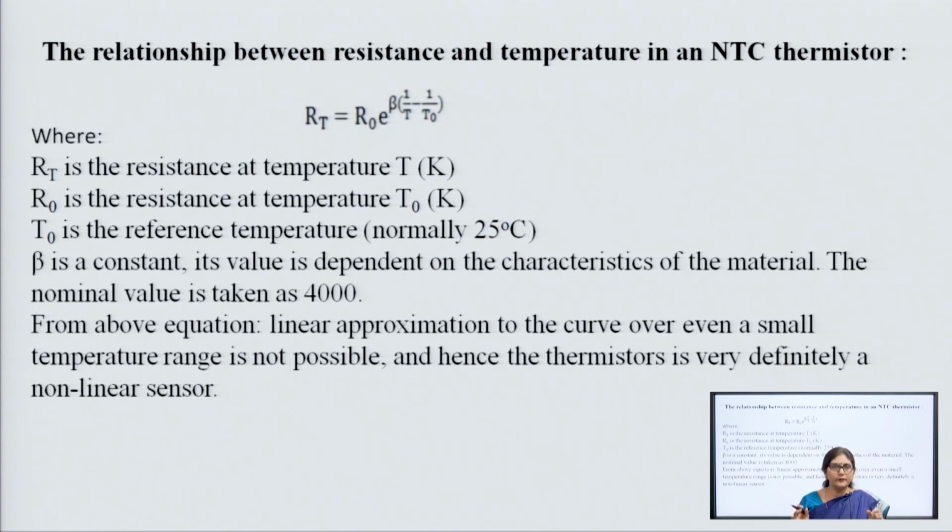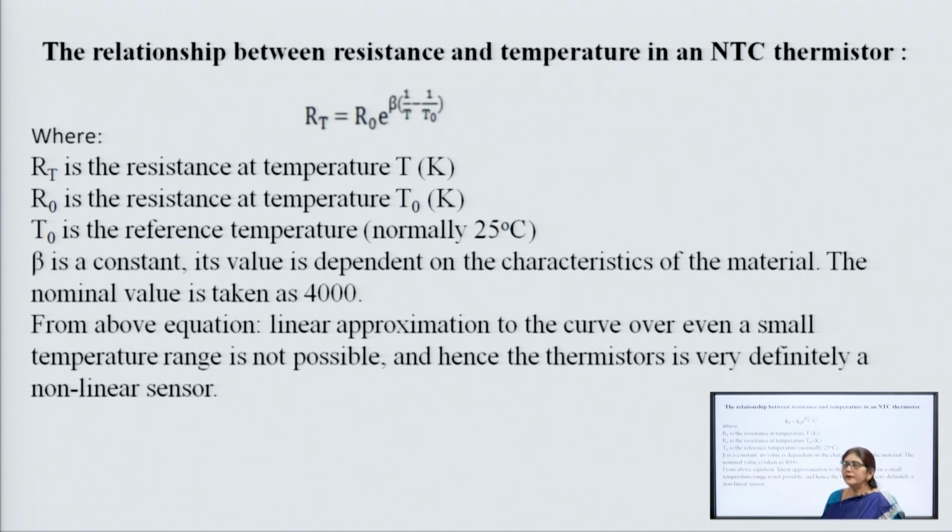We can also calculate the value of RT from a particular temperature to a second particular temperature. But here I have considered R naught as the resistance at temperature T naught, in Kelvin, and RT is the resistance at temperature T. T naught is the reference temperature. Here the reference temperature is normally considered as 25 degree centigrade.